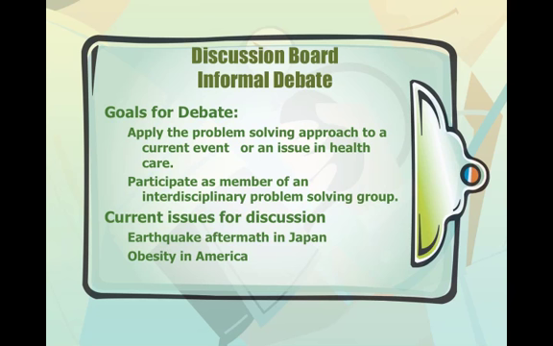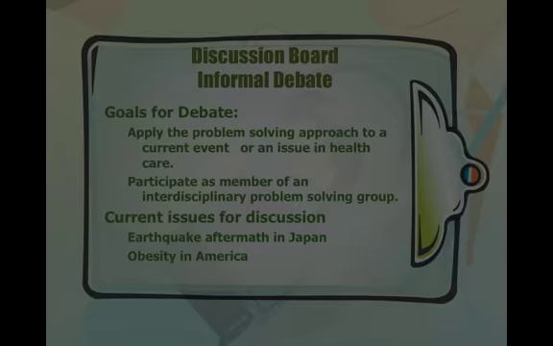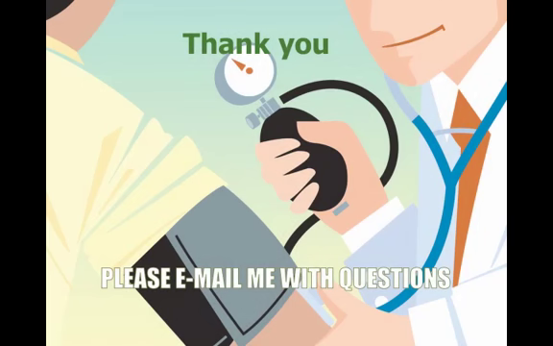Current issues for discussion, and I'll have these on the discussion board. We're going to talk about the earthquake aftermath in Japan, because this is really a current issue and a problem, isn't it? So I've identified the problem for you. Also, obesity in America. And I'll have you split up into groups, and you'll be able to discuss this with your peers. So, great. I had so much fun with this.